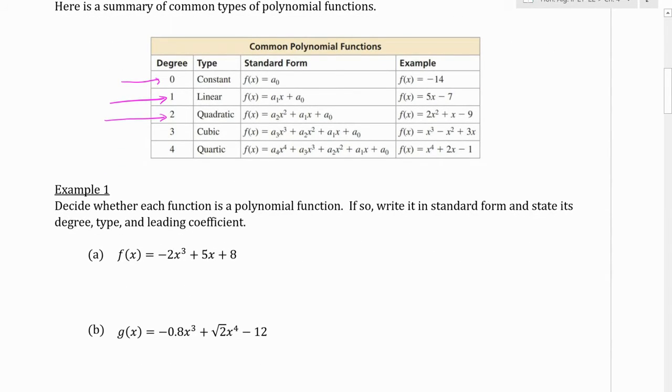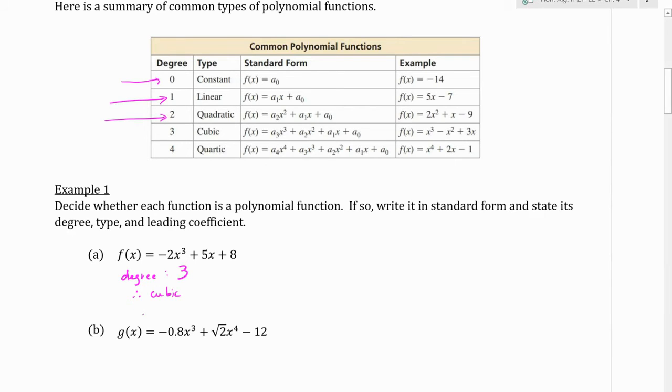That's just an example of each. So it says decide whether each function is a polynomial function. If so, write it in standard form. State its degree, type, and leading coefficient. All right, so here's the thing. All the coefficients are real. All the exponents are whole numbers. And it's a sum of a bunch of monomials. This is definitely a polynomial function, and it's in descending order, so this is standard form. The degree of this one, the biggest power, is 3, which therefore we refer to it as a cubic.